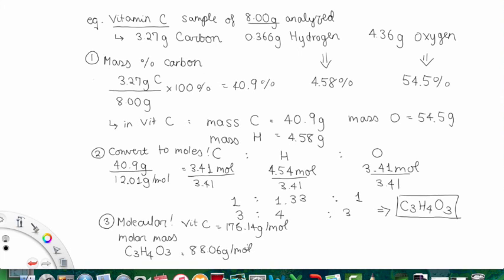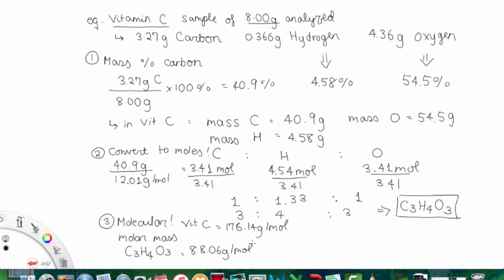Again, that's something you get from the periodic table by finding the molar mass of carbon, 12 grams per mole, multiplying that by 3, and adding the molar mass of hydrogen and the molar mass of oxygen. Just make sure you multiply by the number of atoms you have. Okay, so you should get this value.